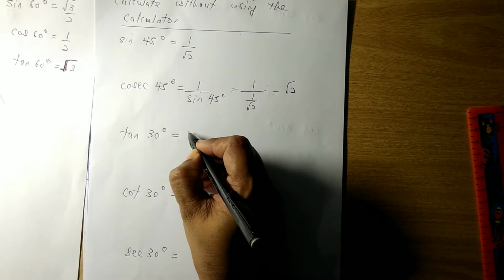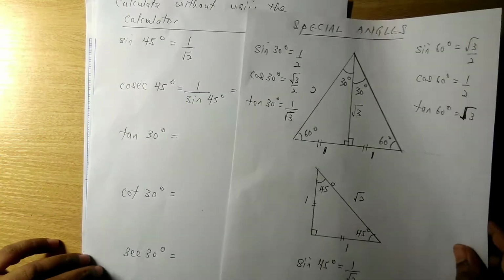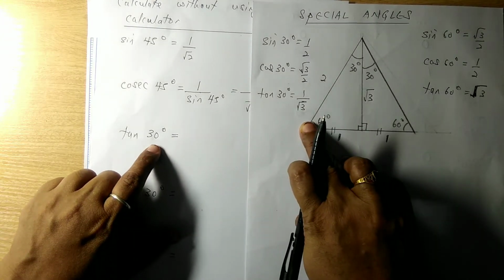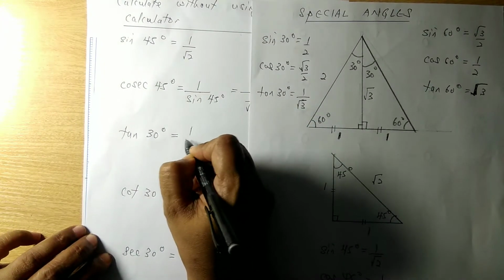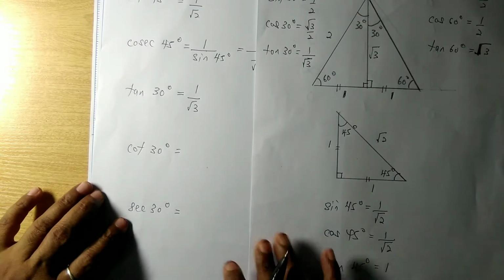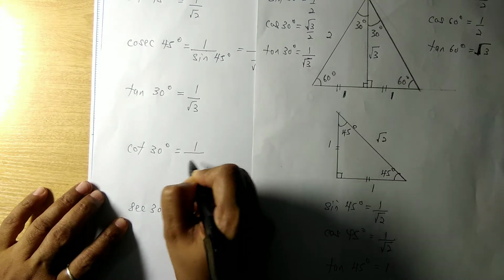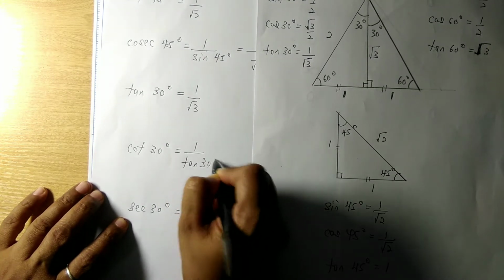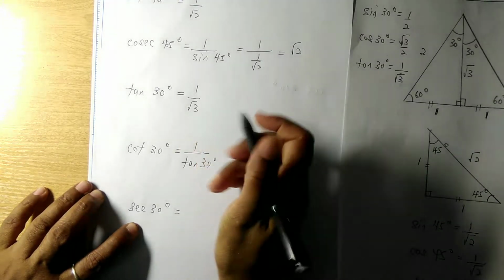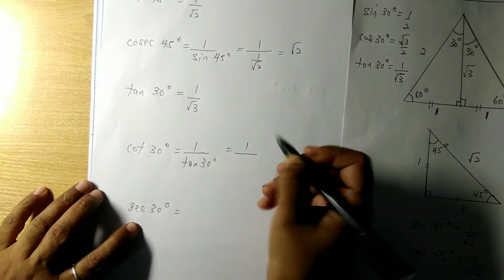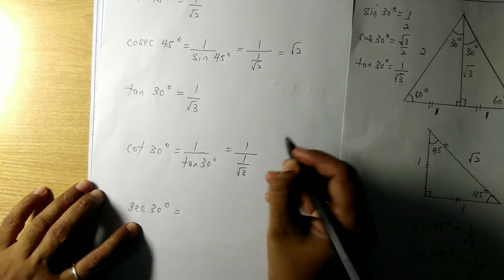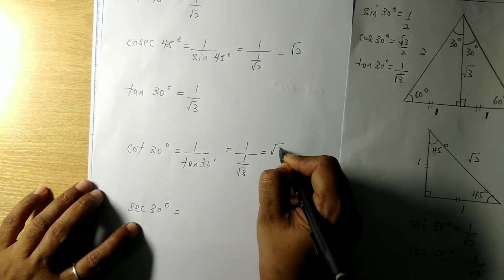Sorry, tangent 30. Yeah? This is tangent 30. So tangent 30 is here. Tangent 30 is 1 over square root of 3. Okay, so if we're talking about cotangent 30, cotangent is 1 over tangent 30 degrees. So tangent 30 is what we got up here just now. This is 1 over root of 3. Yeah? So this becomes square root of 3.